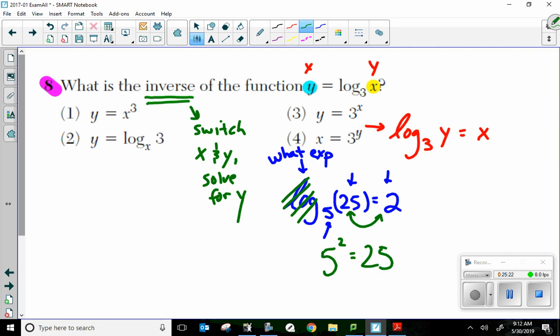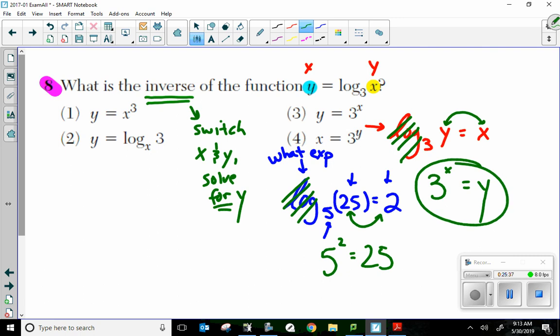I'm going to drop this log by switching this value and this value. So I'm going to say 3 to the power of x equals y. I just solved for y. Here it is. So this is my inverse. That would be choice 3.